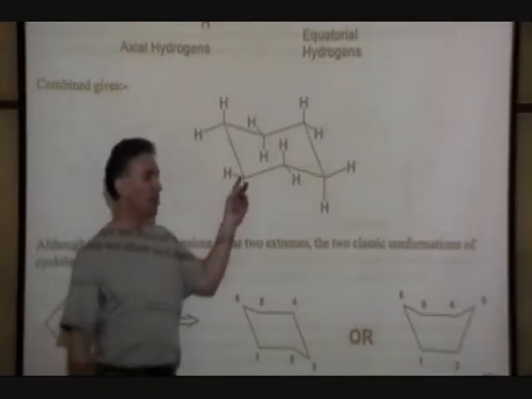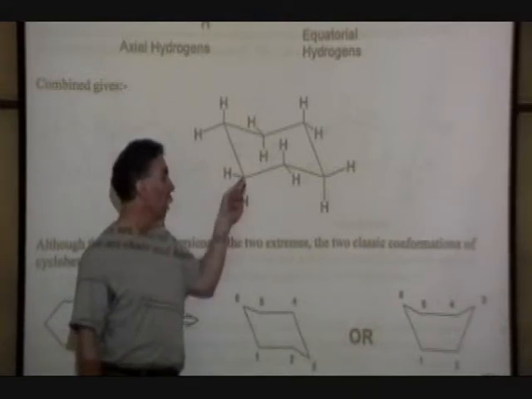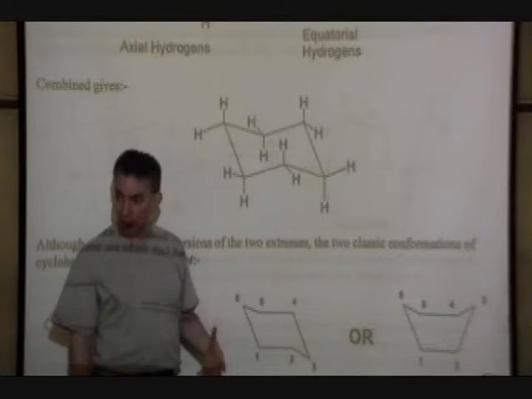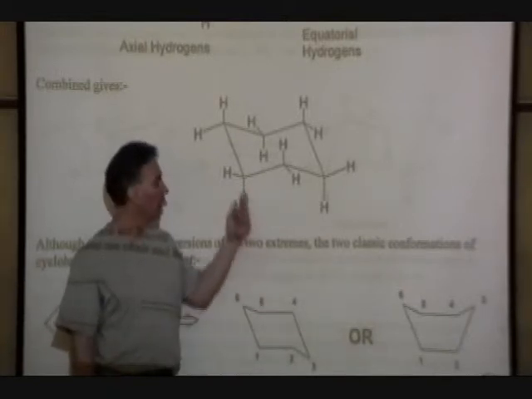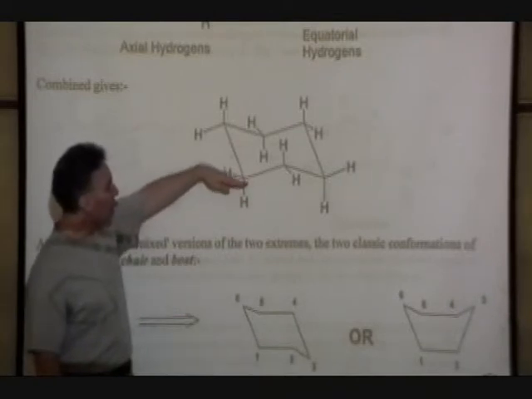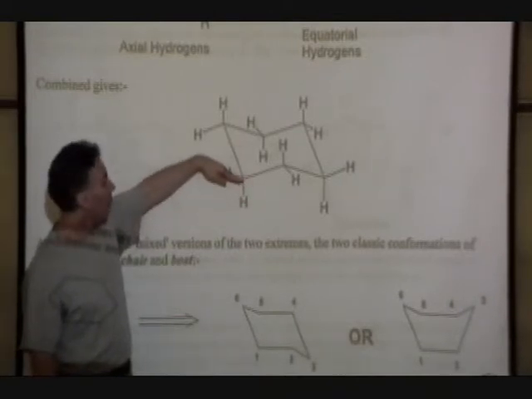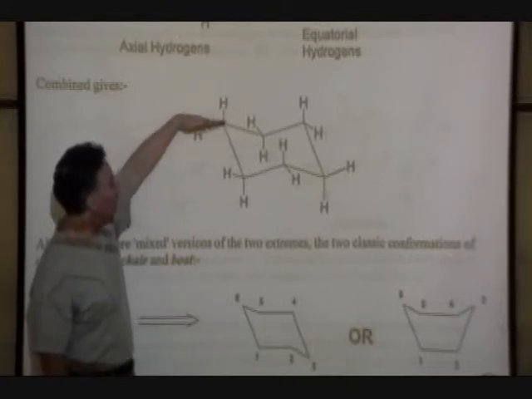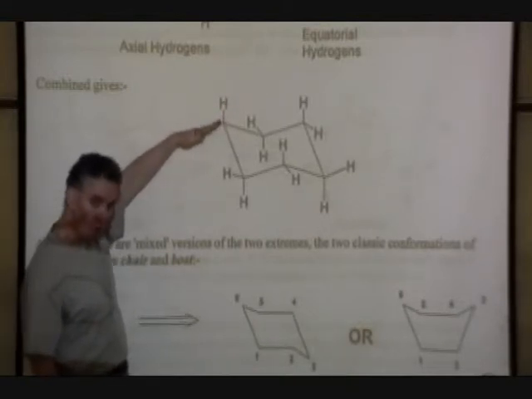So every single carbon has an axial and an equatorial. That's one good thing to lock in your mind. If the axial is pointing down, then the equatorial is slightly above the plane. And if the axial is pointing up, then the equatorial is pointing slightly below the plane.